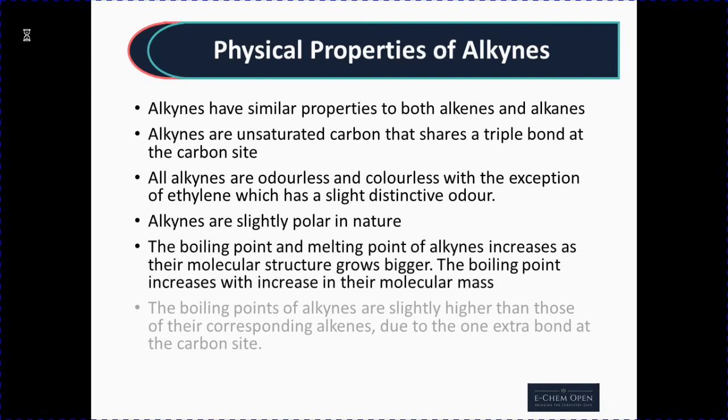The boiling point and melting point of alkynes increases as their molecular structure grows bigger. The boiling point increases with increase in their molecular mass. The boiling points of alkynes are slightly higher than those of their corresponding alkenes, due to the one extra bond at the carbon site.